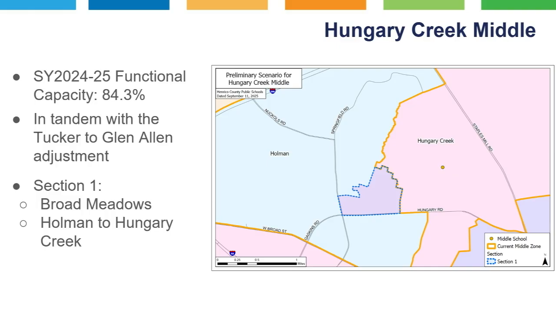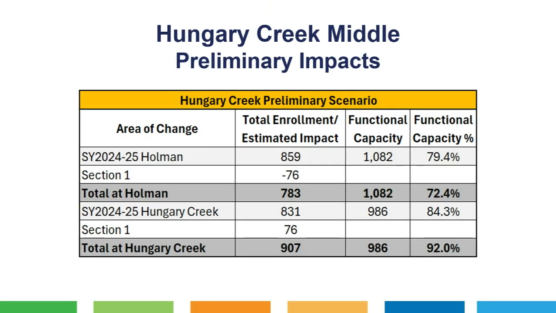Ms. Kinsella also requested a scenario that moves the Broad Meadows neighborhood into Hungry Creek zone from Holman zone, as seen in Section 1 of this map. This reverses action taken in 2017 by the board to move the neighborhood from Hungry Creek to Holman to address capacity concerns at Hungry Creek that existed at that time. This is the same area that moved from Glen Allen to Tucker for capacity relief reasons during 2017.